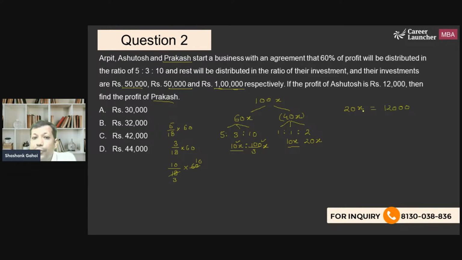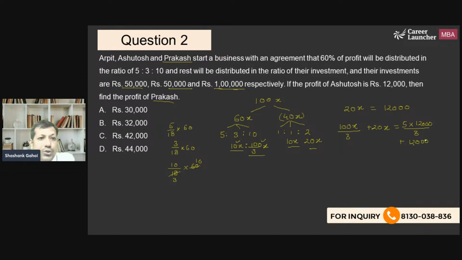What is the profit of Prakash? That is 100 by 3x plus 20x, right? So 100 by 3x plus 20x. So I can say that 20x is 12,000. So it is equal to 5 into 20x is 12,000 divided by 3, plus 20x is 12,000.